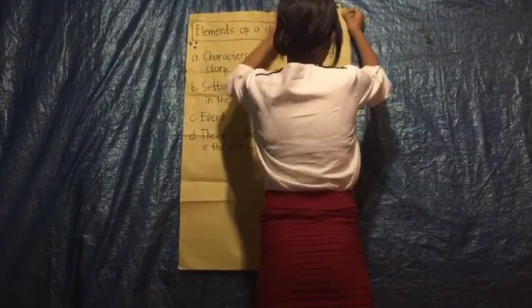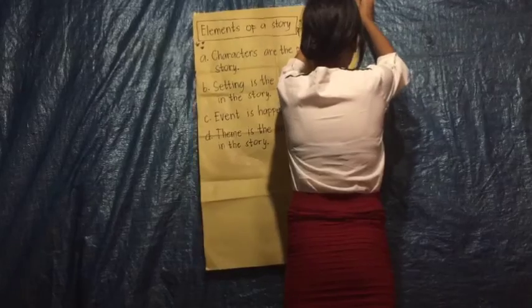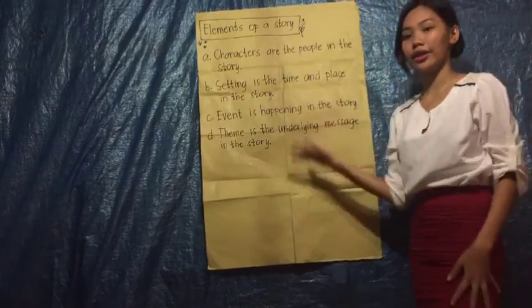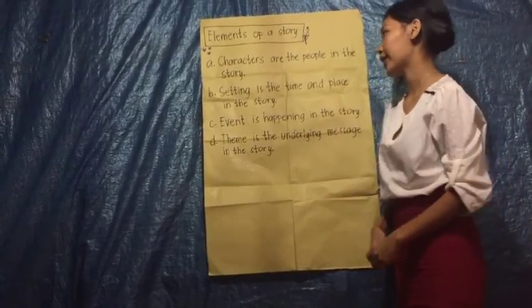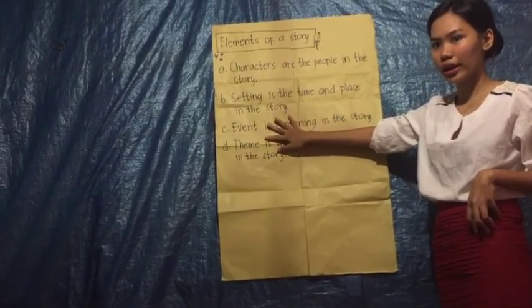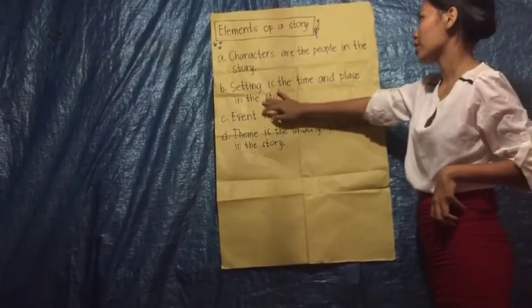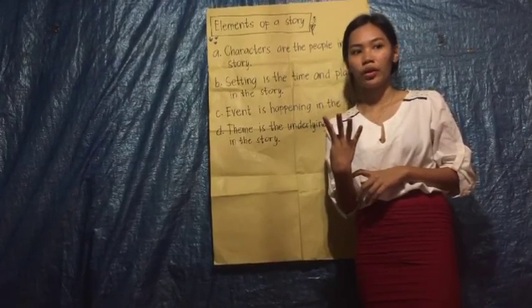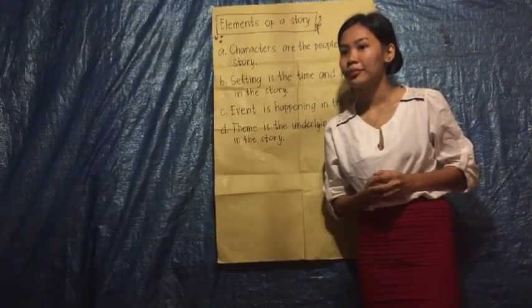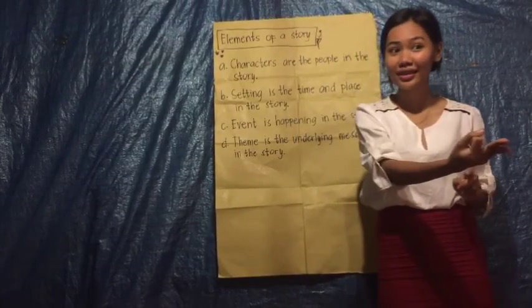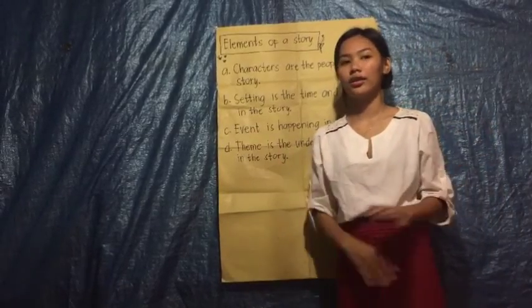I have also prepared this visual aid. Can you see it clearly? Thank you. Here we have the definition of each element of the story, their meanings. As I said earlier, we have four elements of the story. What are those? Yes, character. Yes, setting, event, and theme. Very good.